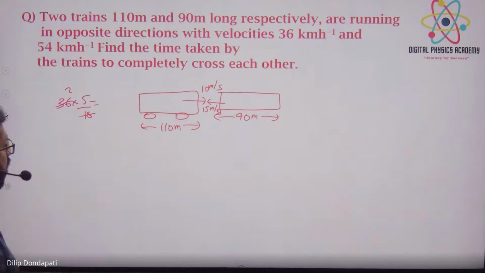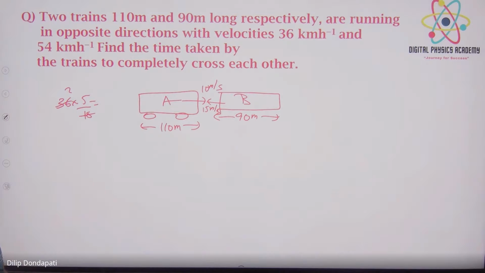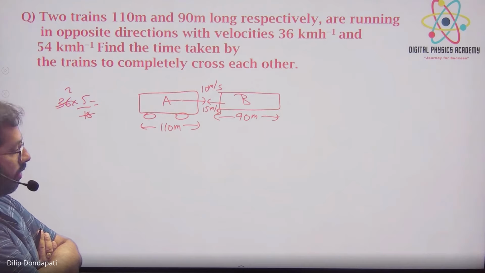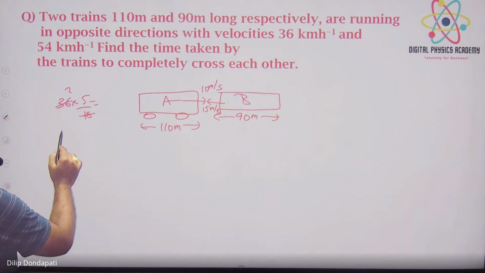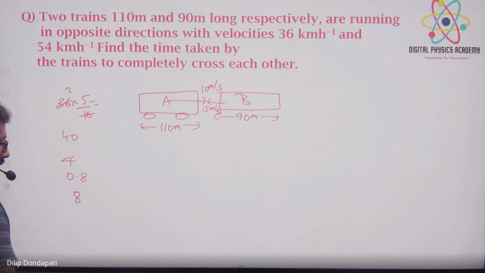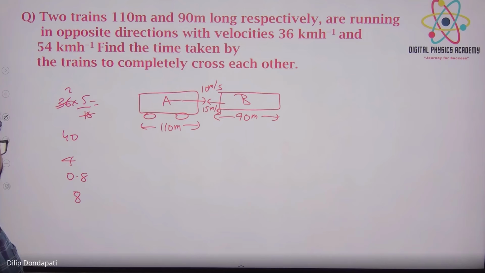Okay. So call this Train A, call this Train B. So time taken to cross each other. So there are no options. Tell the answer. So we want options: 40, 4, 0.8 and so on. Yes, 8. Yeah, sir, it's 8. Let's see. Sir, I did it with a little easier method. No problem, any method. Same thing.